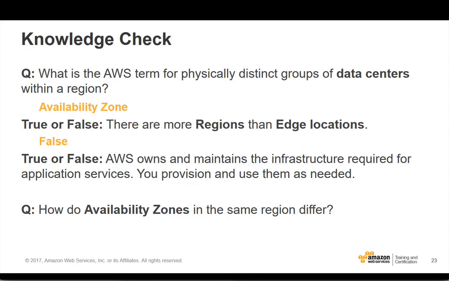True or false to this one then? AWS owns and maintains the infrastructure required for application services. You provision them and use them as and when you need them. It's pretty obvious that that's true, isn't it? And finally, if you get this right, we can move on to the next section. How do availability zones in the same region differ? Give you a chance to think about that for a second.